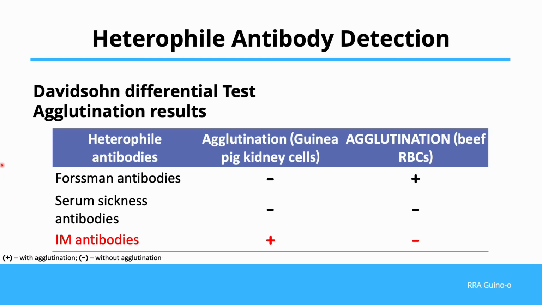And that brings us to this next table, which shows the agglutination results for each of our different antibodies. So first, for Forssman antibodies, we can observe agglutination in the beef red blood cell treated serum. Meanwhile, for serum sickness, we will not be able to see any agglutination at all in both the guinea pig kidney cell treated serum and the beef red blood cell treated serum. And lastly, for IM antibodies, we will be able to observe agglutination in the guinea pig kidney cell treated serum, but not in the beef red blood cell treated serum.